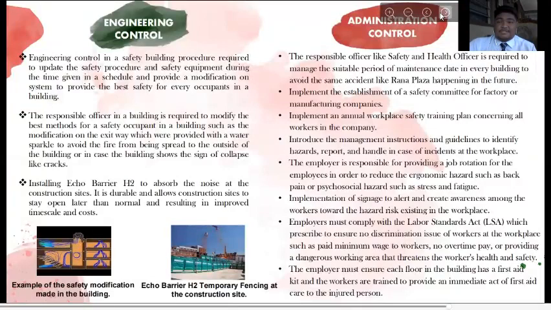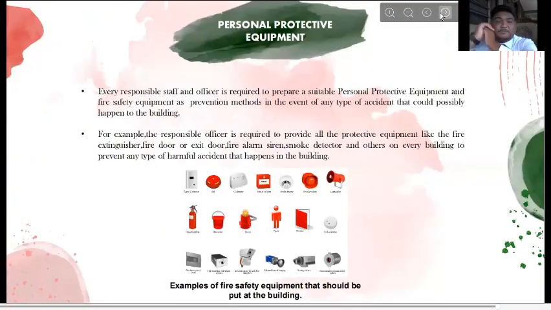So the last one is the personal protective equipment, which is PPE. Every responsible staff or officer, like the safety and health officer, is required to prepare suitable personal protective equipment or PPE and fire safety equipment as a prevention method in the event of any type of accident that has a high possibility to happen in a building.